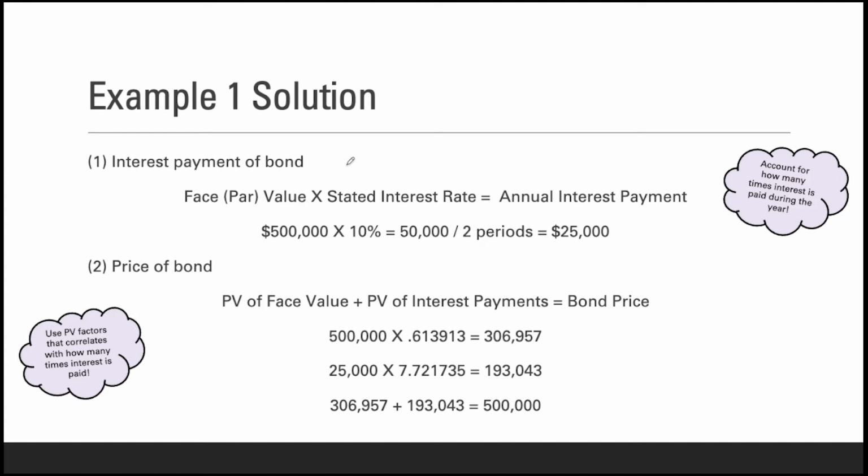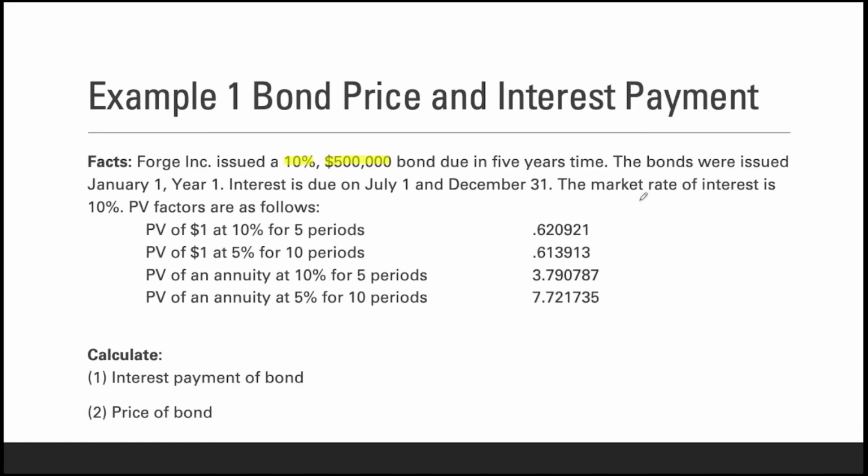So in order to find the annual interest, all we're going to take is that face value, which was $500,000 given in the problem, multiply it by the stated interest rate, which is 10%, and we get $50,000. However, keep in mind this is the annual interest payment, and if we take a look at the question, it says interest is due on July 1st and December 31st, so they're paying out interest across 2 periods.